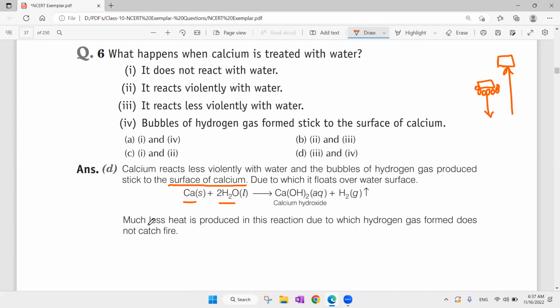Much less heat is produced in this reaction, due to which the hydrogen gas formed does not catch fire, right? Because only a small amount of hydrogen is produced, less heat is produced.